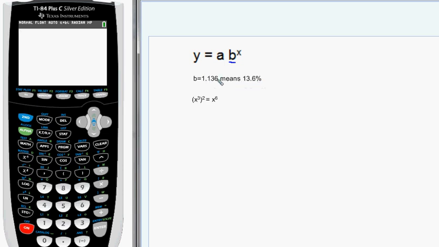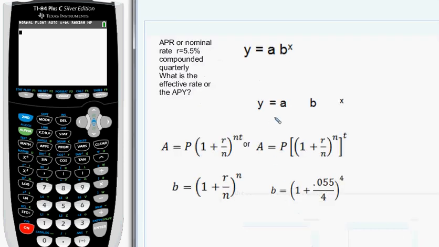In this specific example, a lot of students like to just subtract 1 from the b value and move the decimal over twice, and it would be 13.6%. That works for this specific example. The other thing I'm hoping you know is if you ever have a base raised to an exponent and then that thing is raised to an exponent, you can simplify by multiplying the two exponents together. Hopefully if you understand that, you'll follow my logic here.